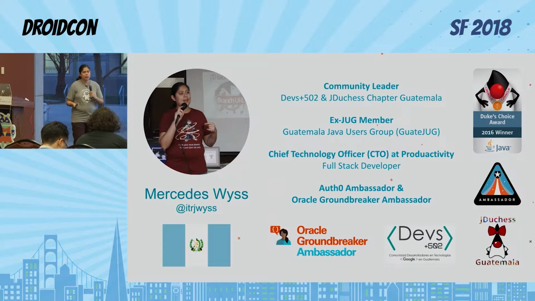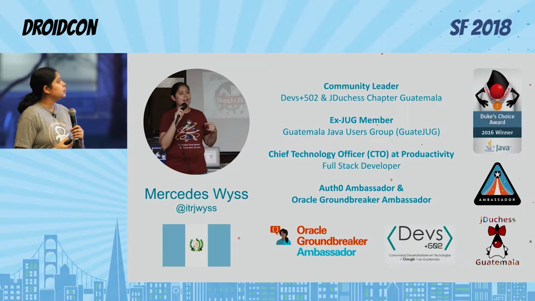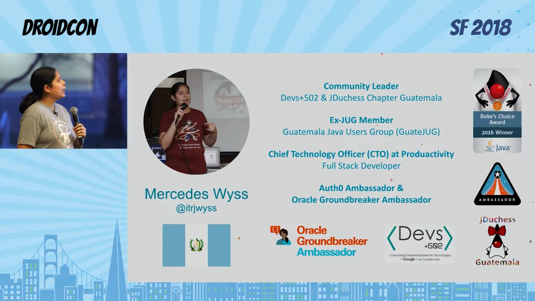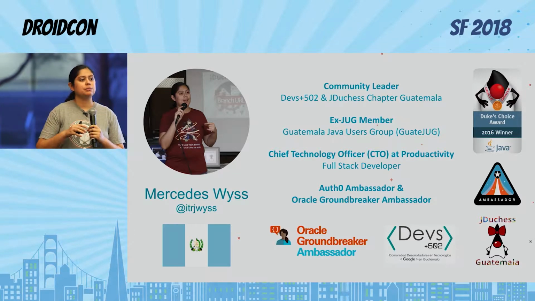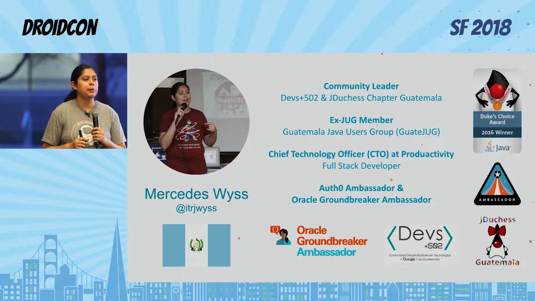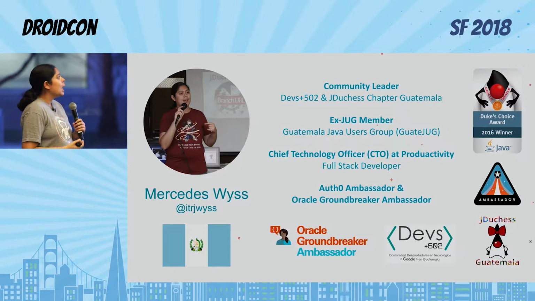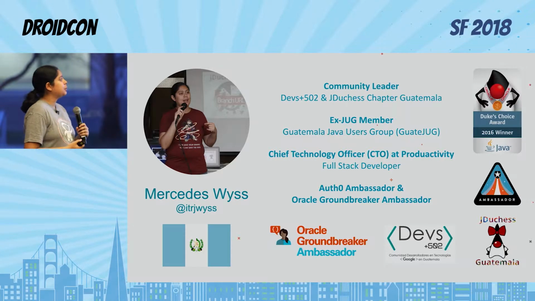A little bit about who I am. My name is Mercedes Wyss. I am coming from Guatemala to speak at this conference. I am a community leader in Guatemala. I have two communities. One is Google Technologies focused, Devs Plus 502, and I have a JSON Chapter 2 that are Java communities focusing on increasing women's participation in technology. And I was a member of Java Chapter 2.